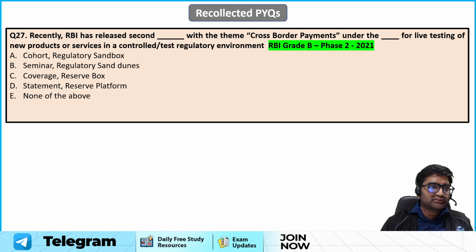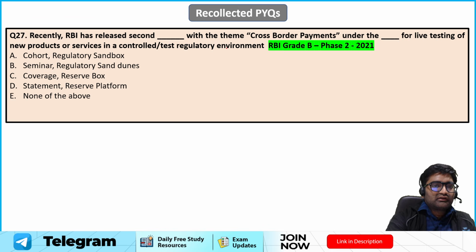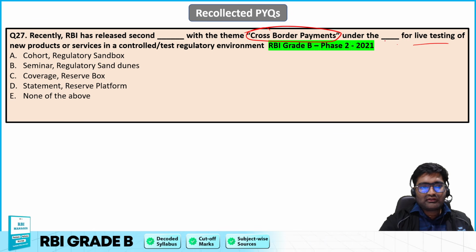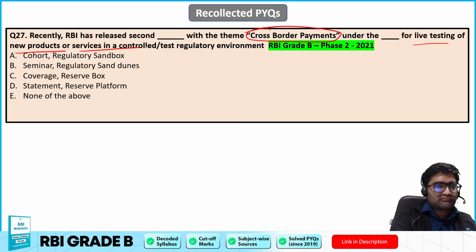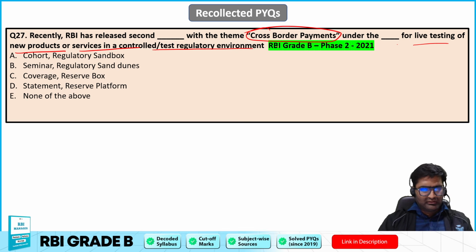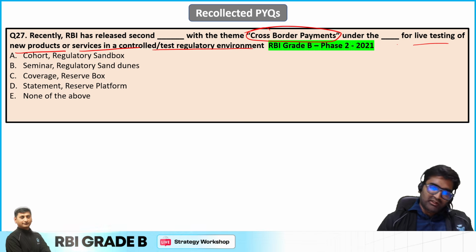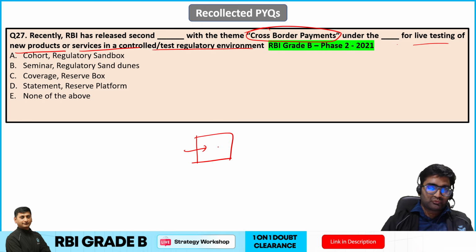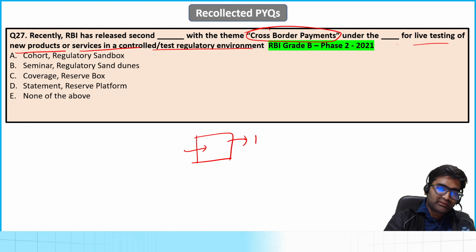Here is the first question. Recently, RBI has released Sandbox with the theme cross border payments, under the sandbox for live testing of new products or services in a controlled test or regulatory environment. So RBI actually tests new things. Like UPI was also tested through this particular thing called the regulatory sandbox.